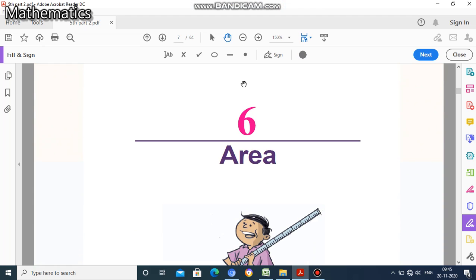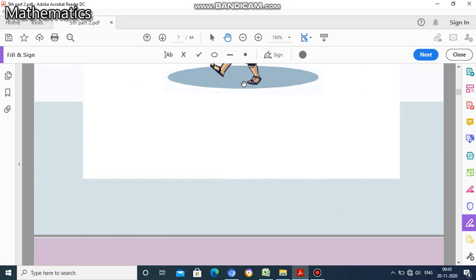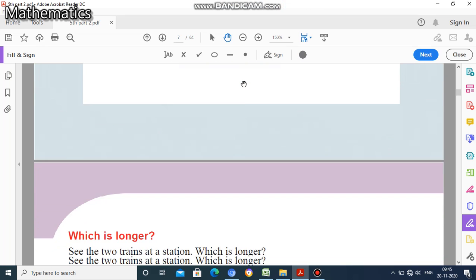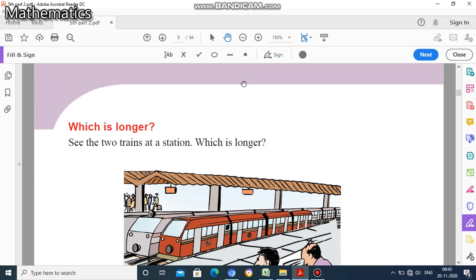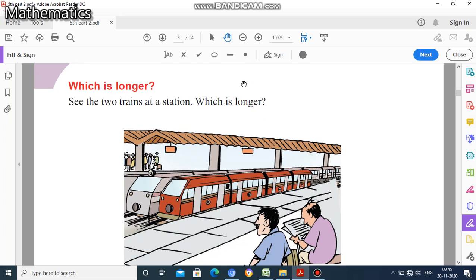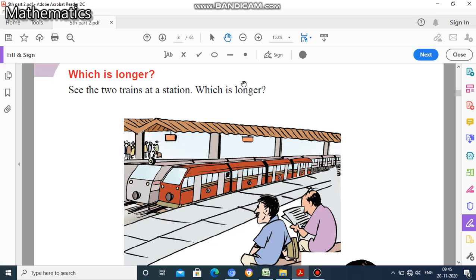Today, I am going to teach you our sixth chapter, Area. It is in your textbook. Listen carefully. At first, in your textbook, you can see two trains at a station. We have to find which is longer. Which train is longer? Try to say, the red one or this one.